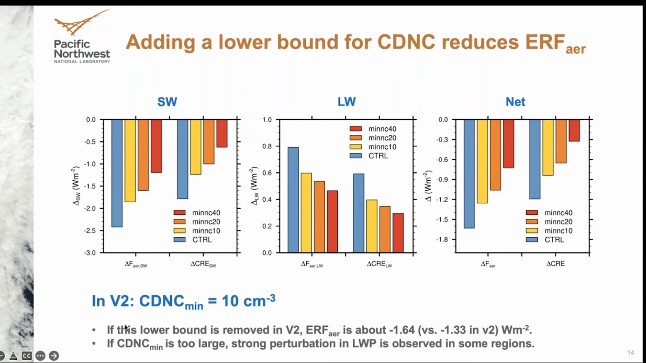So basically, if we remove this lower bound in V2, the aerosol forcing is about minus 1.464 watt per square meter, which is about 0.3 watt per square meter stronger than in the standard V2. On the other hand, if the CDNC minimum lower bound is set too large, we will see strong perturbation in liquid water path in some regions in the model simulation, which is not optimal.